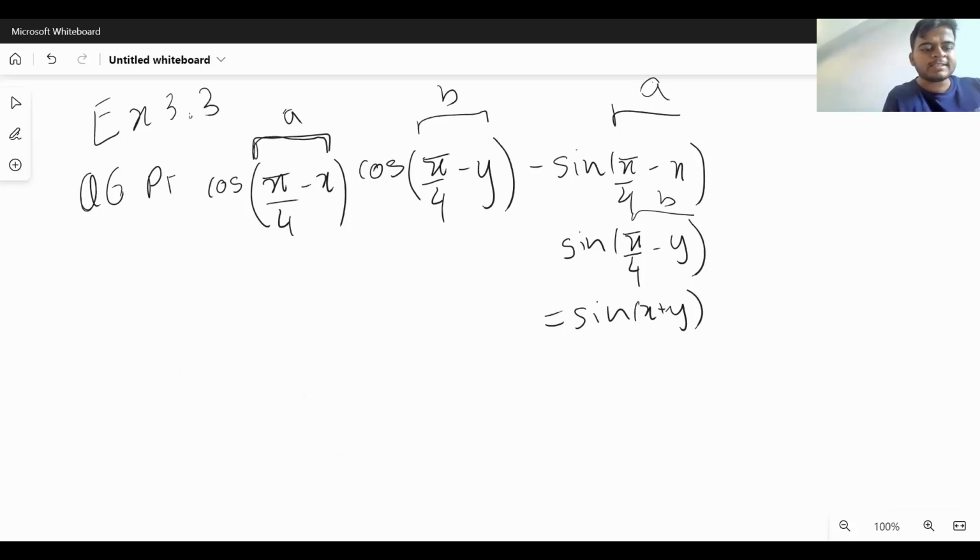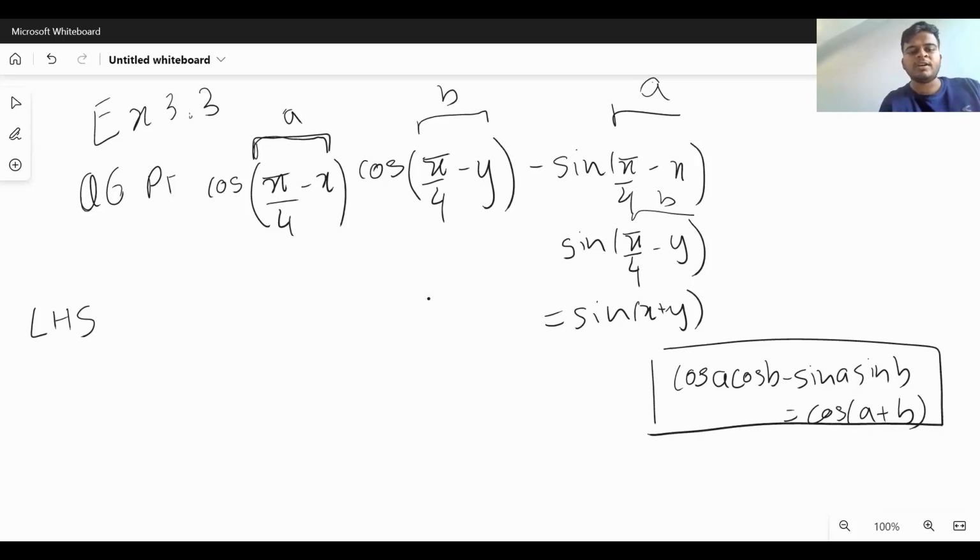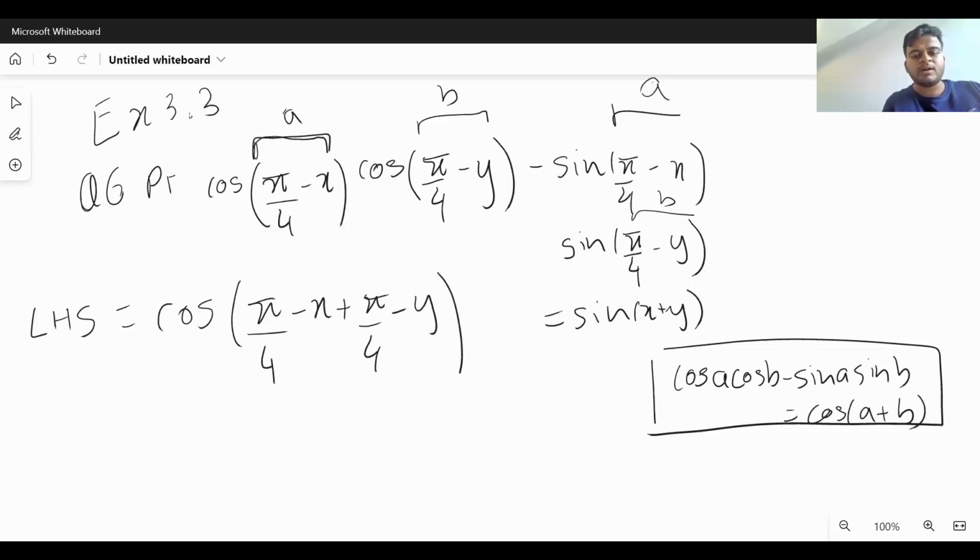So now I'll rewrite the LHS term and let us see if we get somewhere. Using the identity that I stated above, cos A cos B minus sin A sin B equals cos(A + B). Remember this identity, we're going to use it here. Consider this as A and this as B, and let us write the LHS. Using this identity, I'm able to express this as (pi/4 - x) + (pi/4 - y). I hope this was clear. I've represented this term as A and this term as B, and I've just taken their addition.